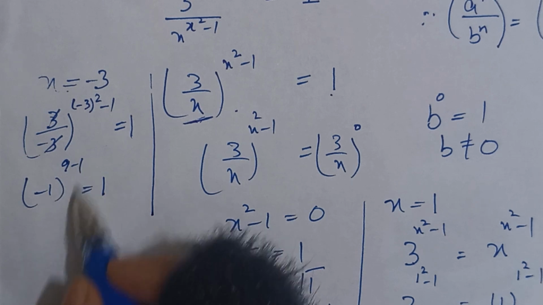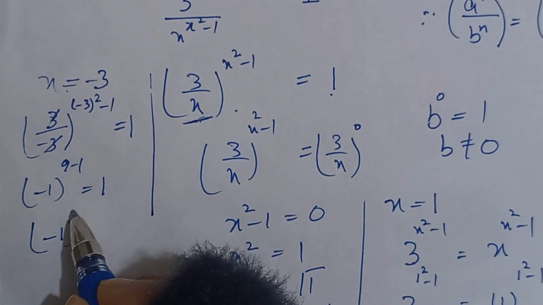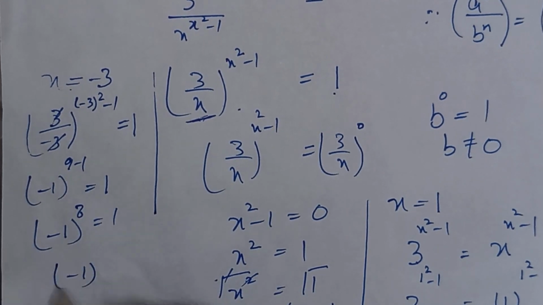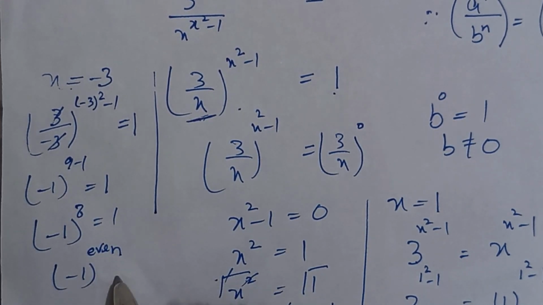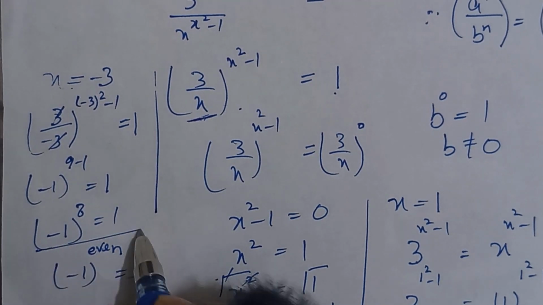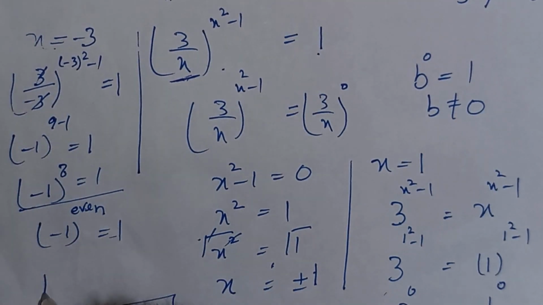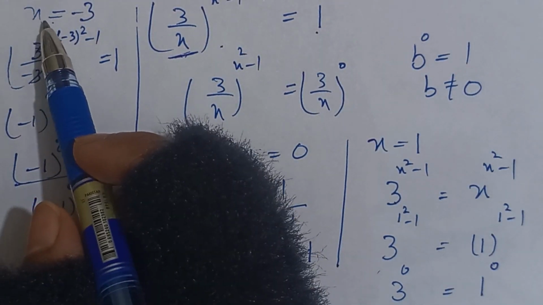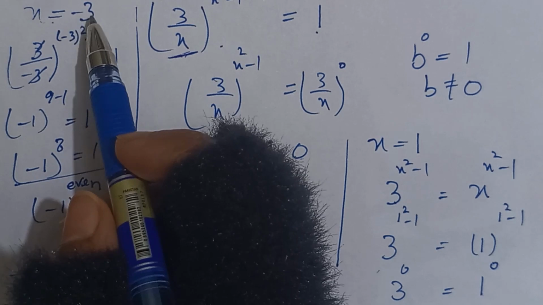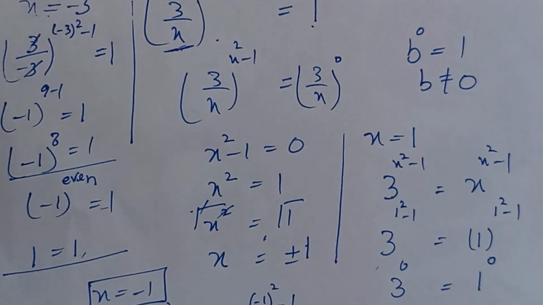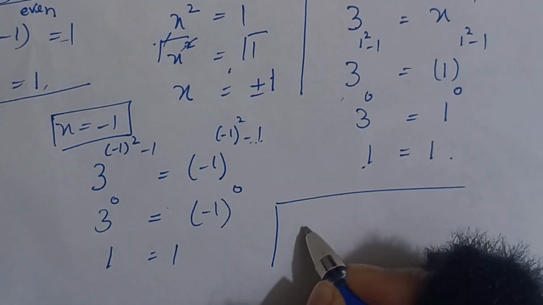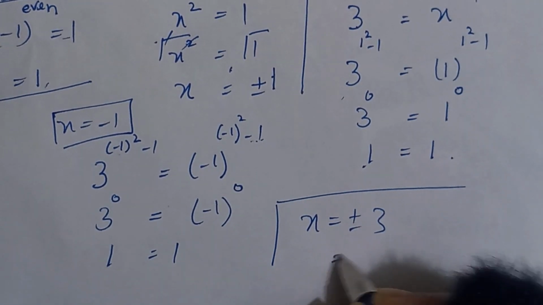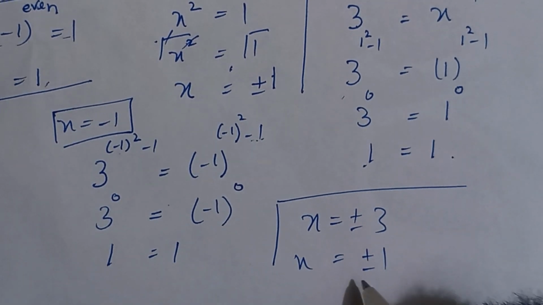Now look at this, 9 minus 1 is 8, so minus 1 raised to the power 8 is equal to 1. And we know that if minus 1 is raised to an even number power, it's equal to 1. Using this property in the above equation, this will become 1 and the right hand side is 1. So 1 is equal to 1. So this implies x is equal to minus 3 is also a value of x in our question. So the possible values are x is equal to plus minus 3 and x is equal to plus minus 1. So we have done. Thank you.